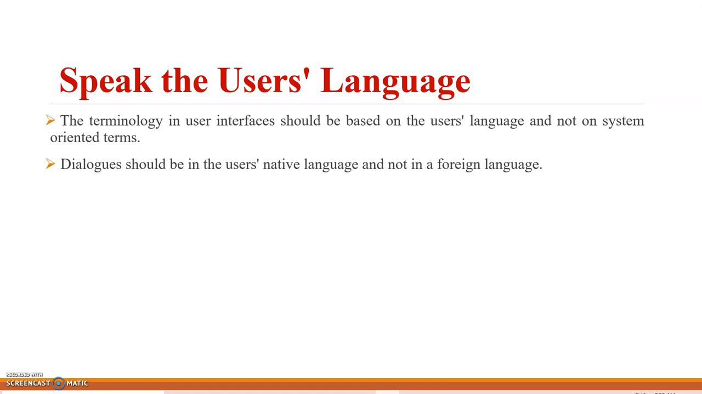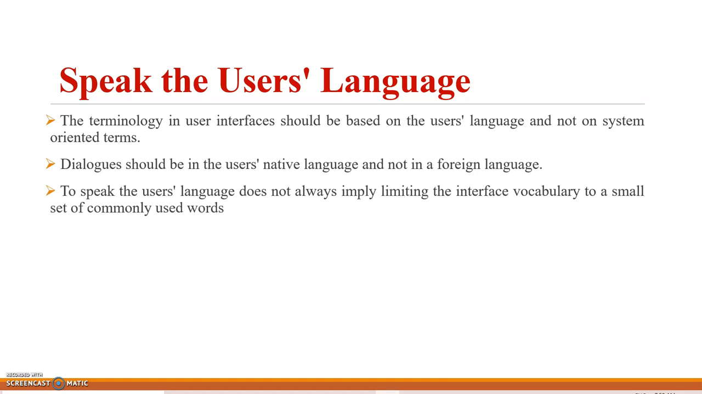The dialogue should be in the user's native language and not in a foreign language. If I am designing an interface specifically targeting one group, for example, a website designed for farmers, then it should be in that native language. For example, it should be in Marathi if it is designed in Maharashtra, and should use minimum English which is not going to be understood by the normal farmer. If I want to reach each and every farmer, I should take care of this.